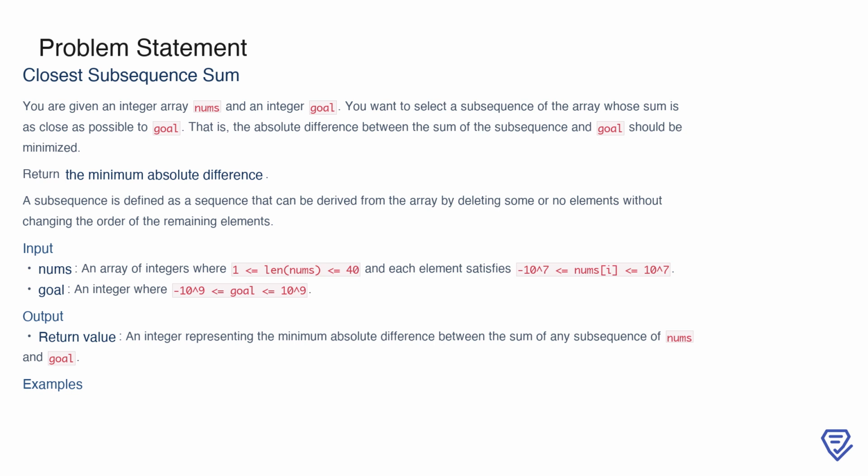For example, if the array is 5, 7, 3, 5, then 5, 3 or 5, 7, 5 are valid subsequences, but 3, 5, 7 is not because the order is changed. The task is to return the smallest possible absolute difference between the sum of any such subsequence and the goal. The constraints specify that the array can have up to 40 elements, with each value ranging from -10^7 to 10^7, and the goal can be as large as 10^9 in absolute value.